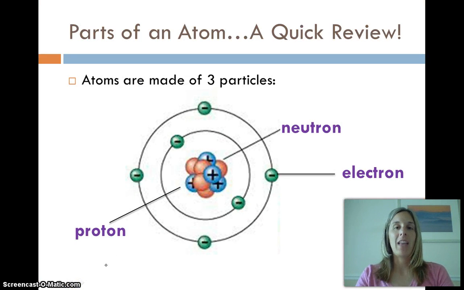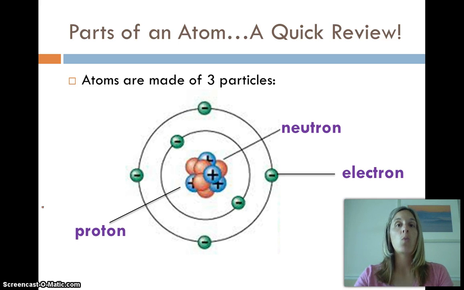So we learned in our last unit that an atom has three main pieces. We have protons, neutrons, and electrons. We learned that protons and neutrons live inside the nucleus, and we also learned that electrons live outside the nucleus in the orbital clouds. One of the things that we focused a little bit on was the relative size. Electrons are much smaller than protons and neutrons.